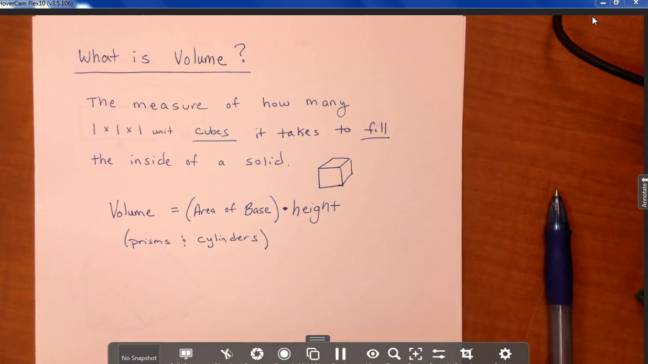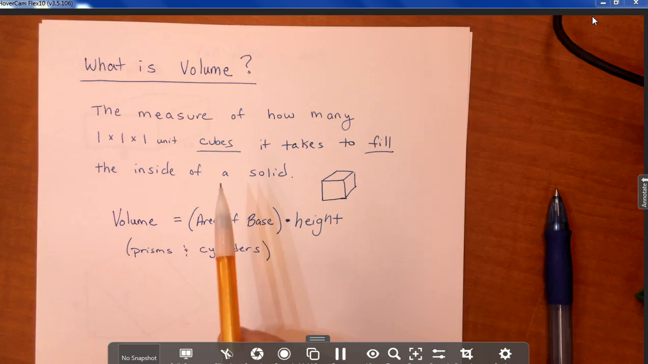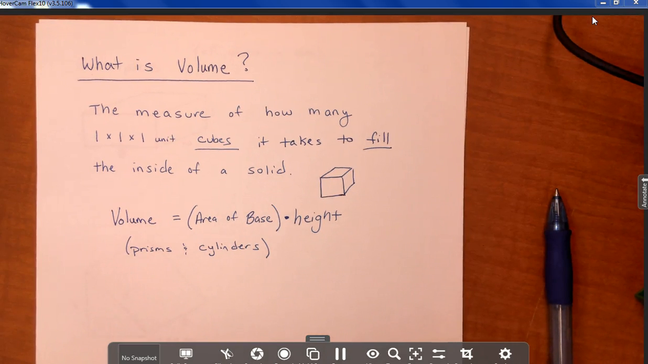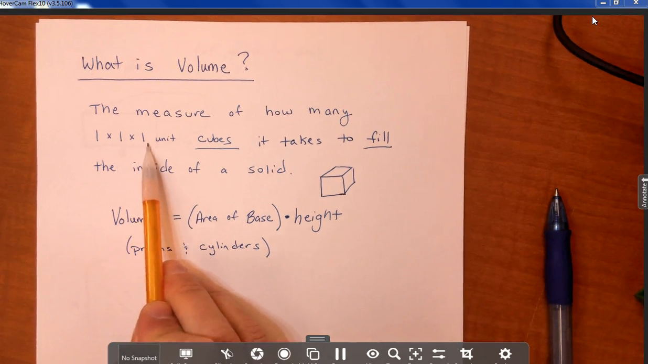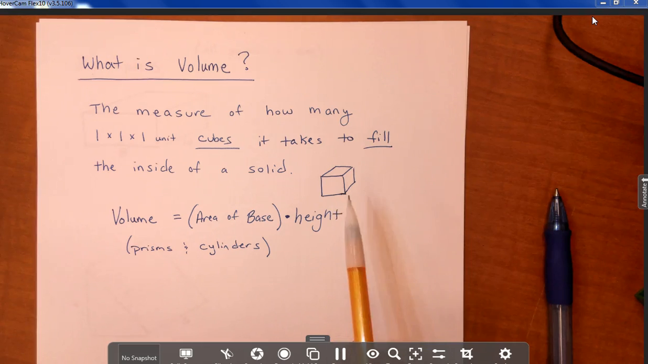Next up, we'll do some examples after this. We're also going to be measuring volume. What is volume? Well, volume is the measure of how many cubes, now three-dimensional, 1 by 1 by 1 unit cubes, it takes to fill the inside of a surface. So I just drew a quick sketch of a cube. Think of sugar cubes. How many does it take to fill the inside?